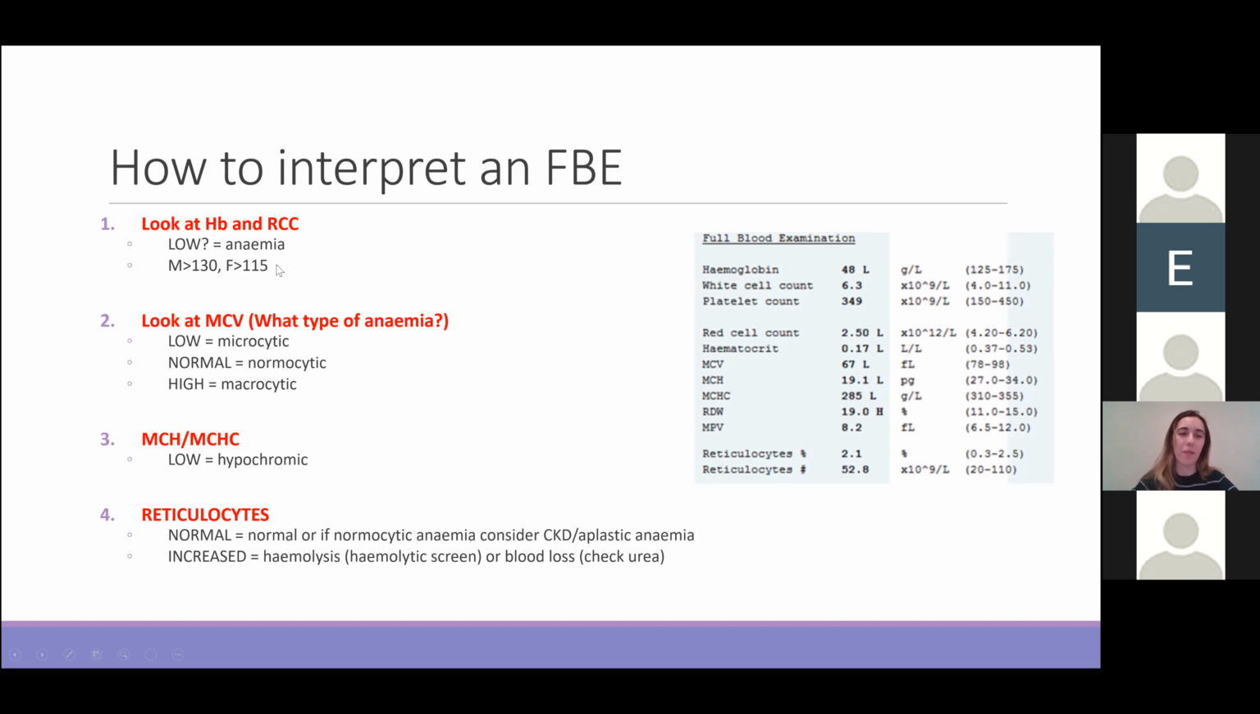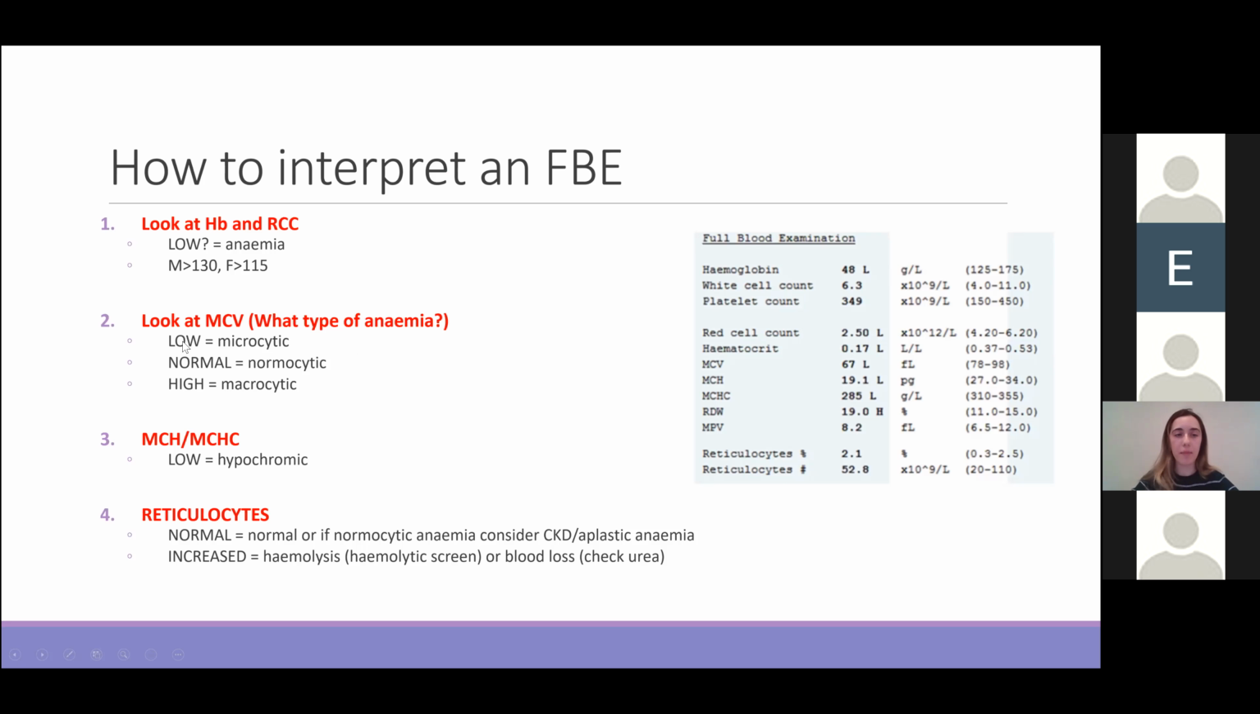If they don't give you ranges, but they should, here are the ranges for male and female. You should have more than 130 and more than 115. Then you want to classify the type of anemia. So you've worked out it's anemia. Now you want to know, okay, is it microcytic, normocytic, or macrocytic?